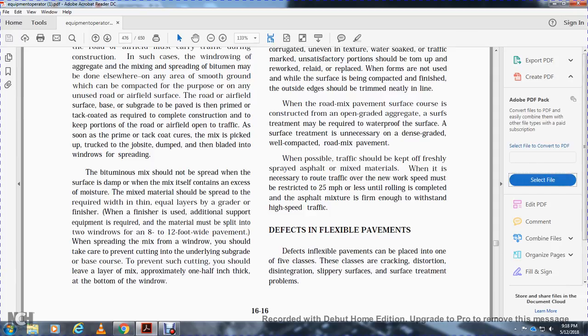Inflexible movement: the inflexible pavements can be placed in one of 5 classes. The classes are cracking, distortion, disintegration, slippery surfaces, and surface problems.